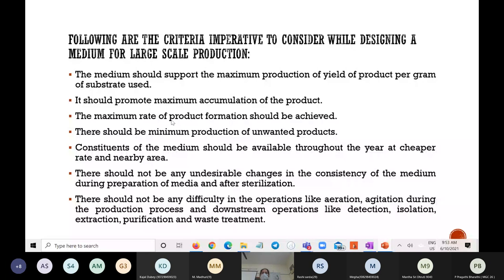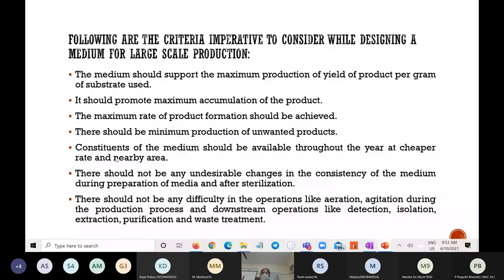There should be minimum production of unwanted product, because we are doing all this on the industrial scale, so there should not be any loss. If unwanted product is there, then it will not support the process. Constituents of the media should be available at a cheaper rate and in a nearby area. Yes, this is also very important.